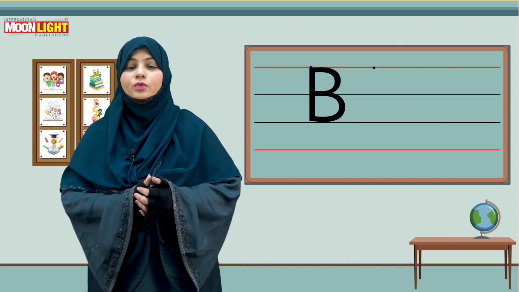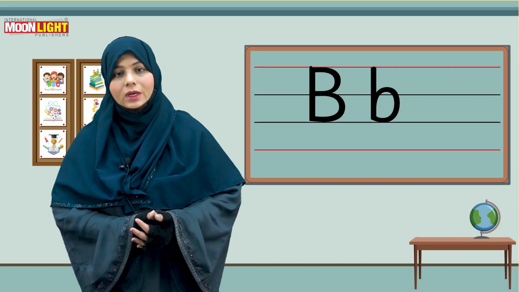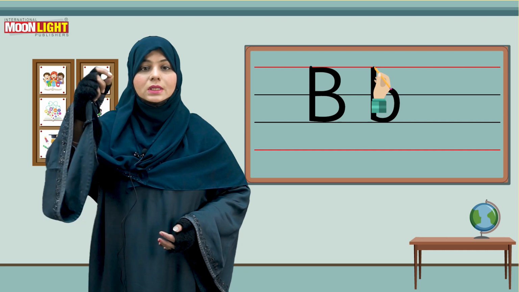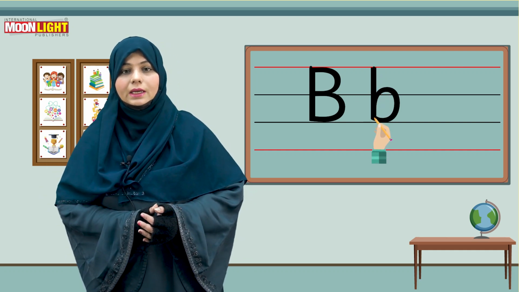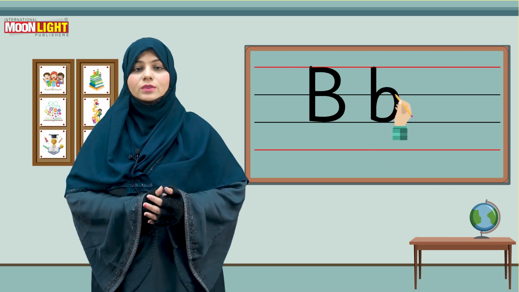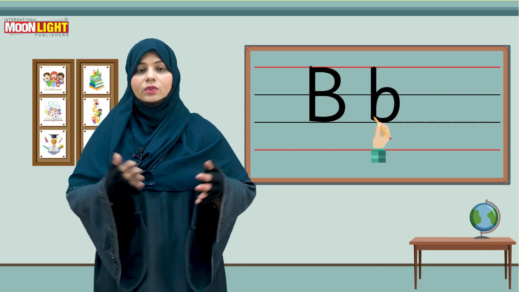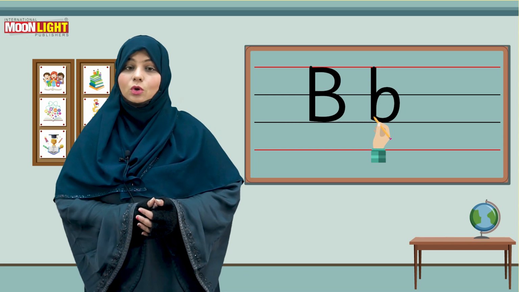Now this is turn of small letter B. For small letter B, put your pencil on first line on black dot and go down, make a straight line till third line and make a small half circle in center 2 line. It will become letter B, small letter B.